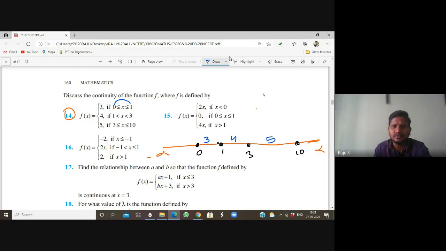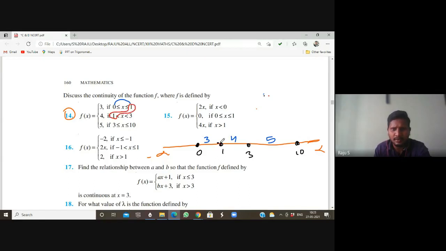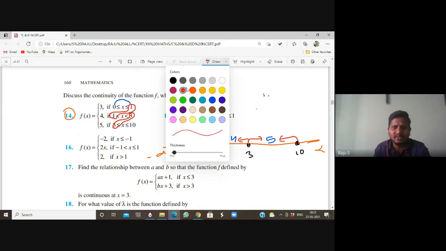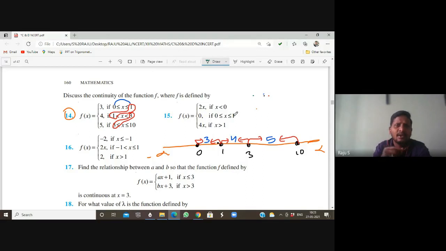Now I want to discuss continuity here. Especially at 1, they have given two different cases, 3 and 4. At 3, they have given two different cases, 3 is repeated here. But 10 has only one case, and 0 has only one case. The function which has only one case, if it is a finite value, is continuous.